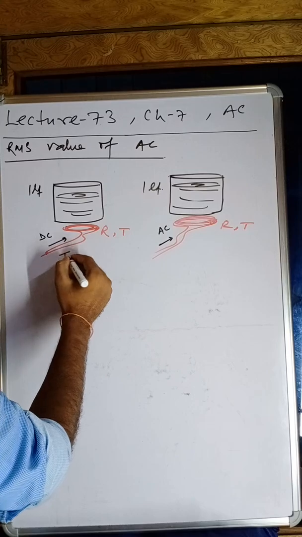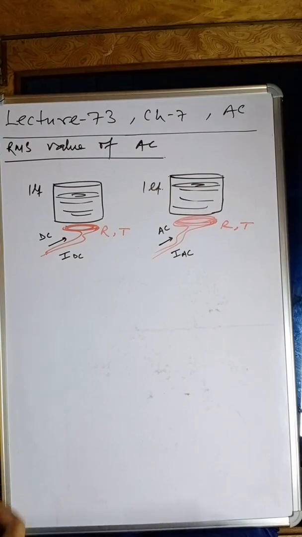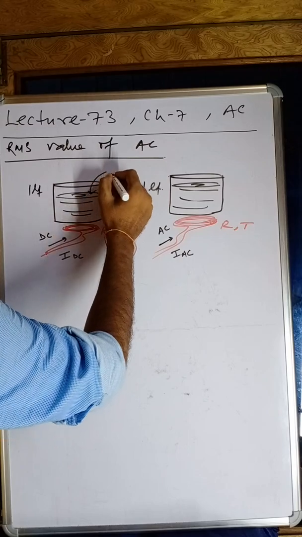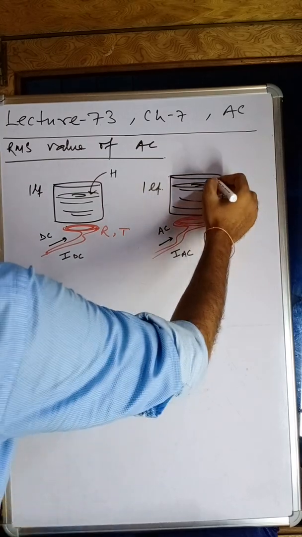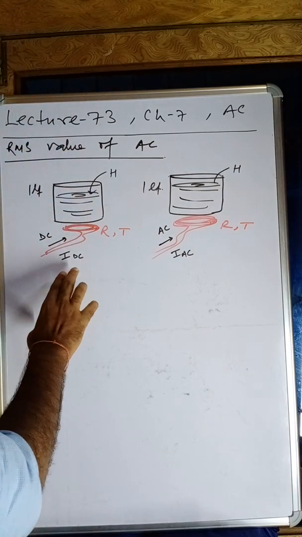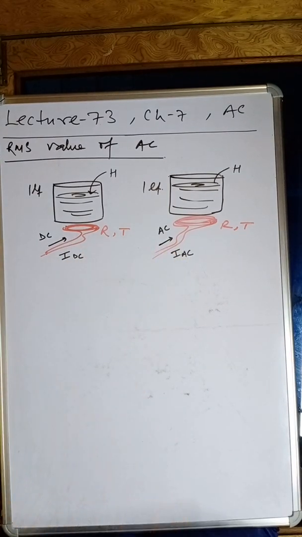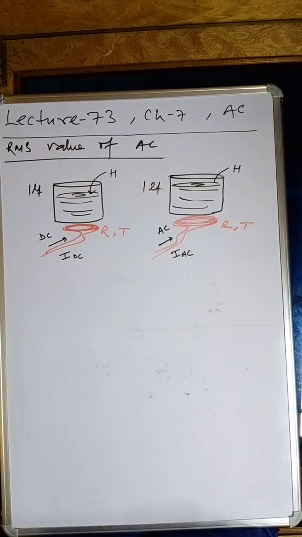Here, if it is I DC and I AC, we could write that both the waters reach a certain temperature, suppose, and release the heat H joule. This is also releasing the heat H joule. Now, could you tell me, my dear students, which value of current, I DC or I AC, should be higher to supply the same heat in the same time with the same resistor? Of course, you can give the answer. Right now we have studied.